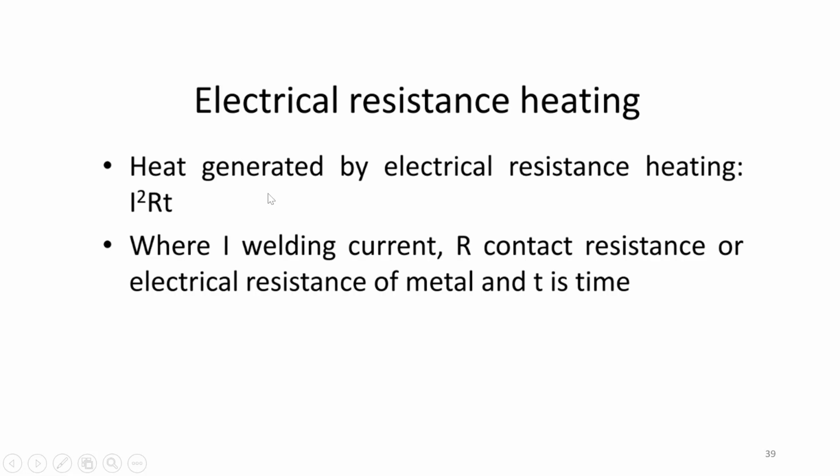In the case of resistive heating, one example is the nichrome wires that you use. Those are very high in resistance and they give higher heat as well. Here I is the welding current, R is the contact resistance or electrical resistance of the metal, and T is the time.